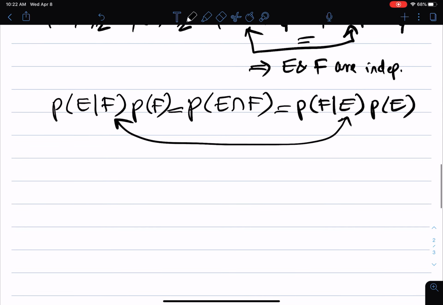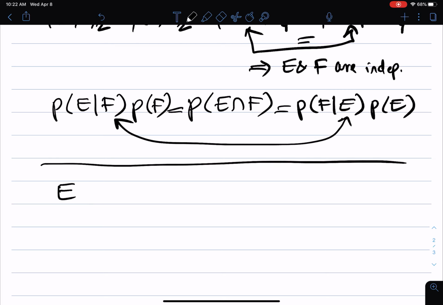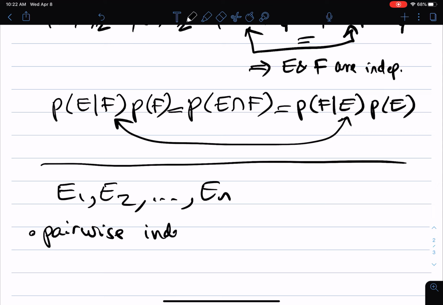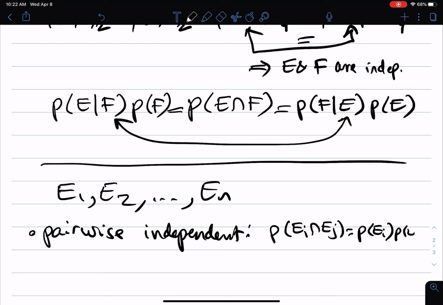The very last word I want to say is that I have been talking about two events here, but really you can think about more than two events. Suppose you have n events here. We can talk about them as being pairwise independent. Okay, pairwise independent, as the name indicates, means that if you take any two of them, they must be independent. So this means P of Ei intersection with Ej equals P of Ei times P of Ej for every i and j that are not equal. Okay, i and j between 1 and n.